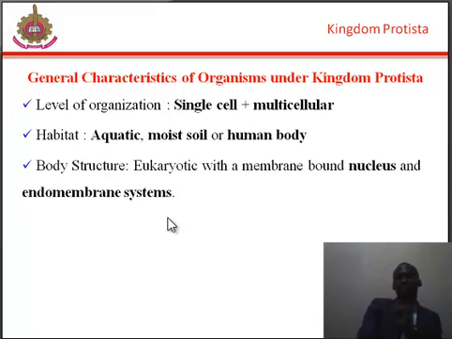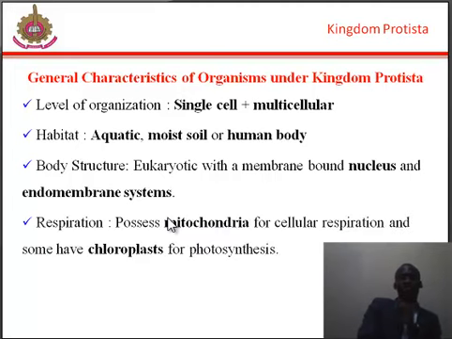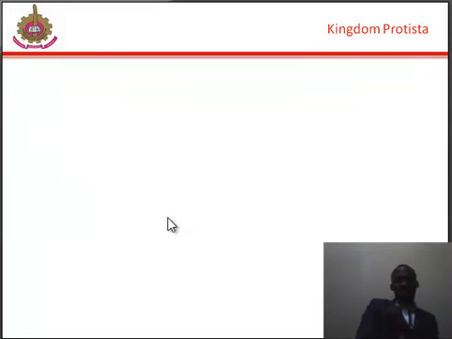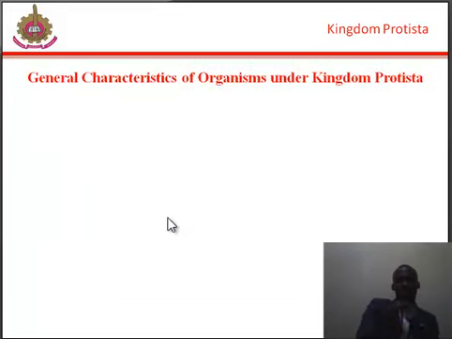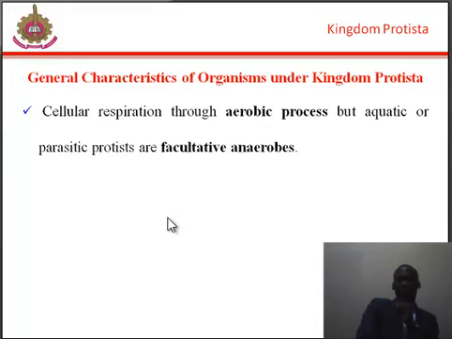Members of Kingdom Protista are eukaryotic since they have a membrane-bound nucleus and endomembrane systems. Members in this kingdom use mitochondria for cellular respiration, and some have chloroplast for photosynthesis. Cellular respiration in protists is primarily through aerobic process, but those living in mud, below ponds, or in digestive tracts of animals are facultative anaerobes.